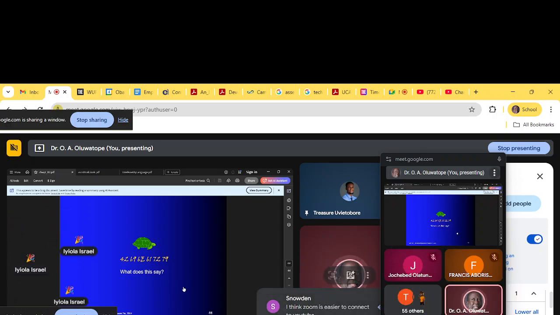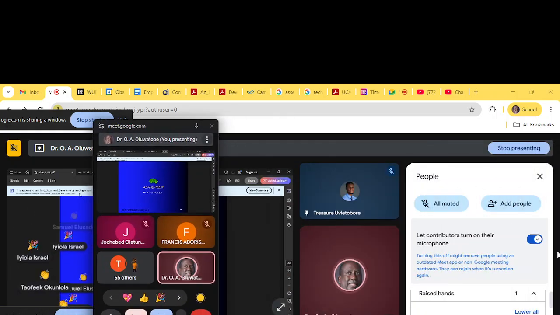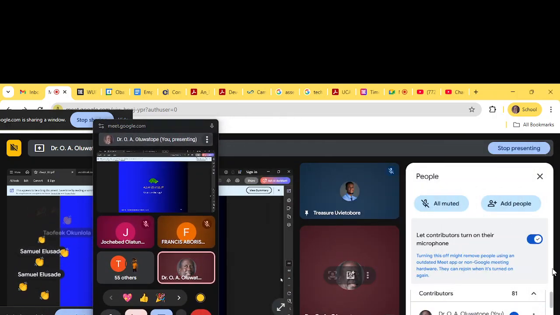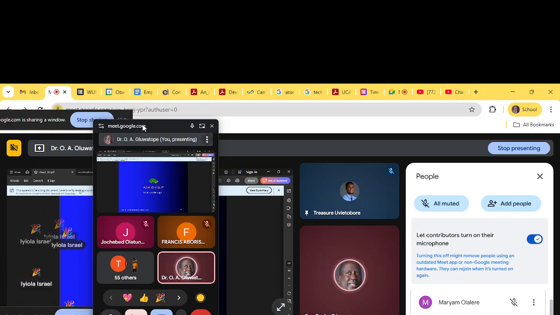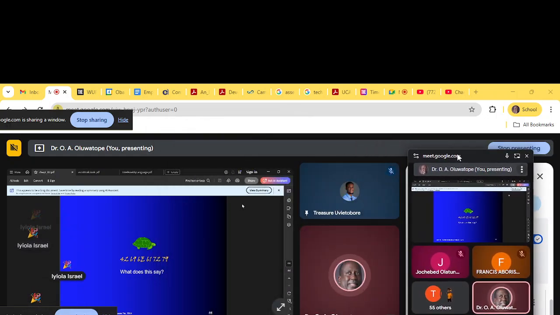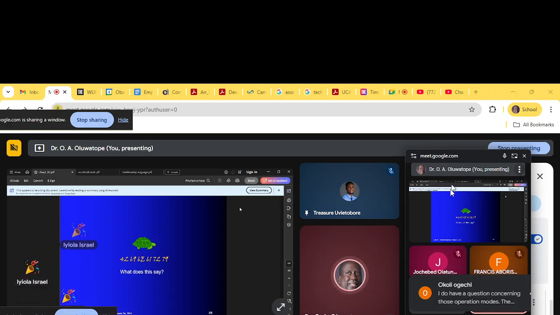I think Zoom is easier to connect. Yeah, Zoom is easier, but Zoom requires a paid uh, version. I don't have subscription to Zoom, so that's a challenge with Zoom. And without a paid version, we can only do 40 minutes. Zoom would have been excellent.